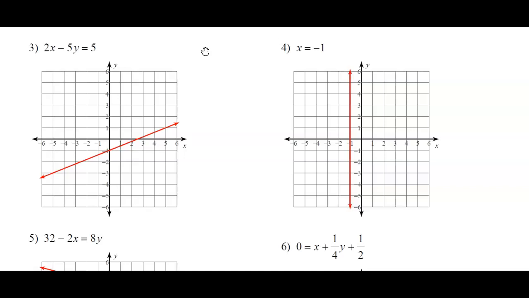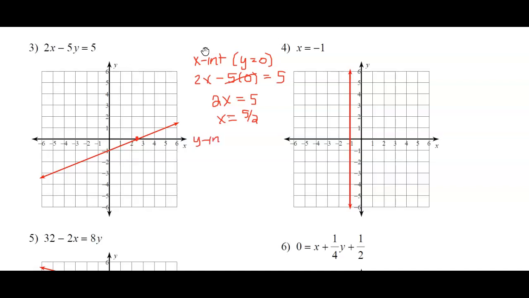So again, just good practice to find the x-intercept. You set y equal to 0. So in this case, if we were finding the x-intercept, it would be 2x minus 5 times 0 equals 5, or 2x equals 5, and x equals 5 halves, which is 2.5. And we can see that when y is 0, x is in fact at 2.5.